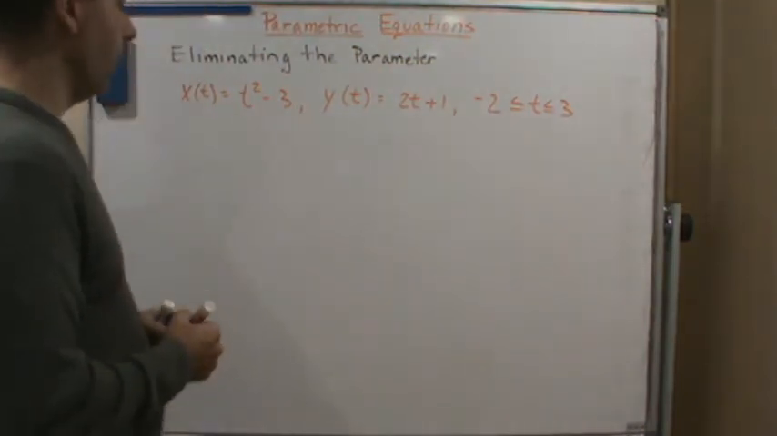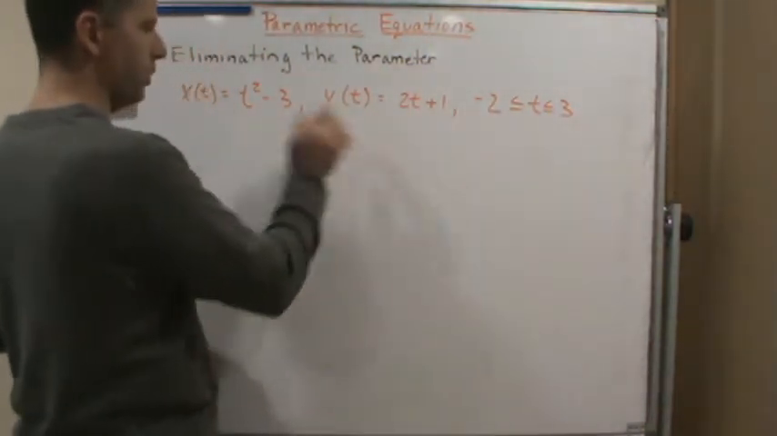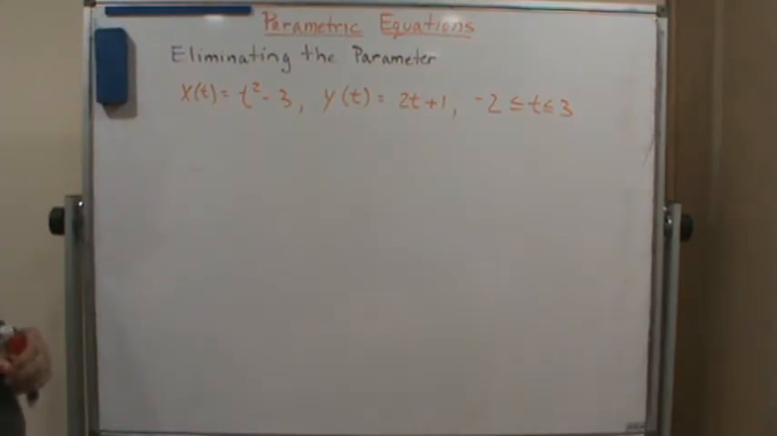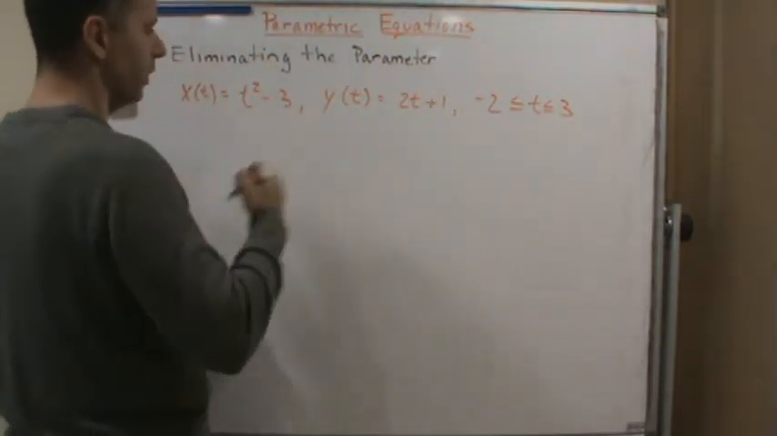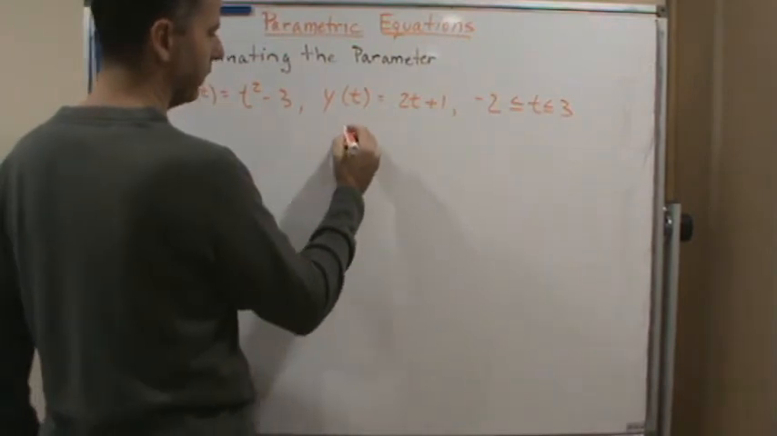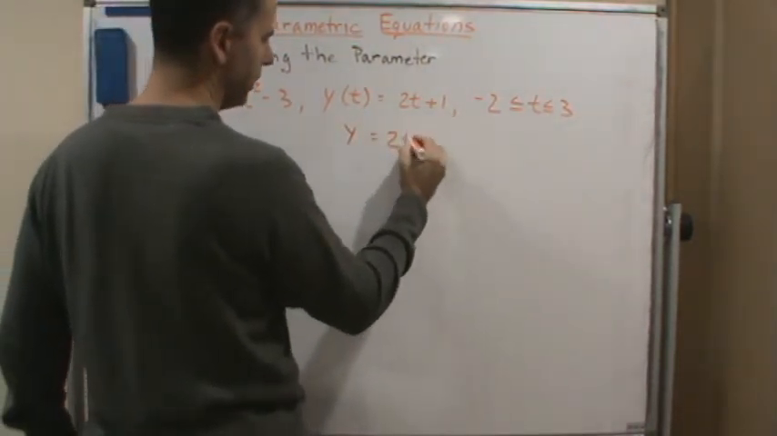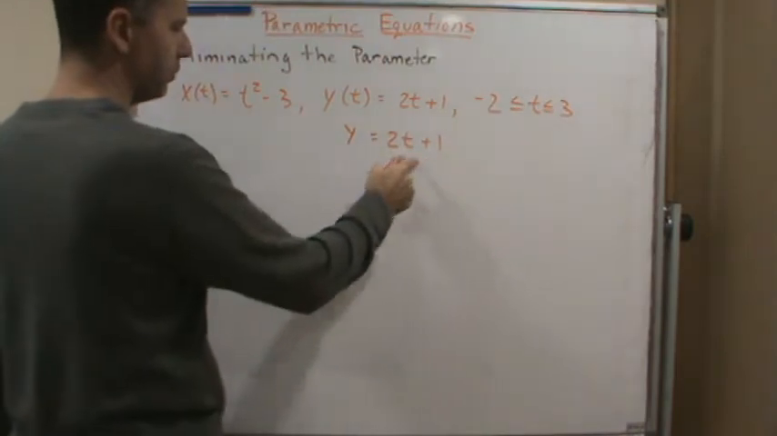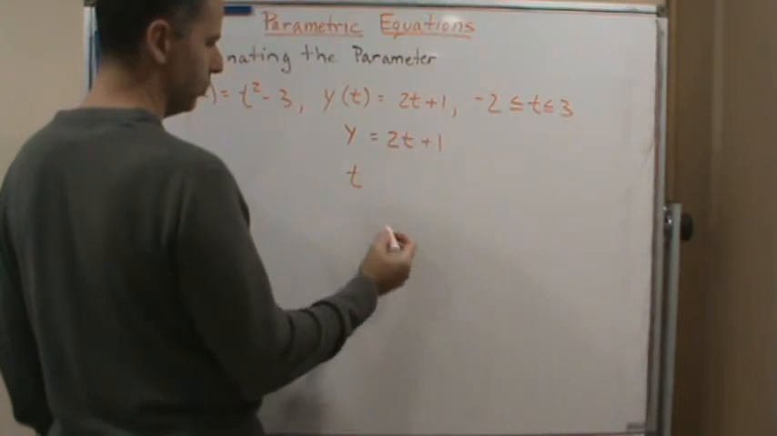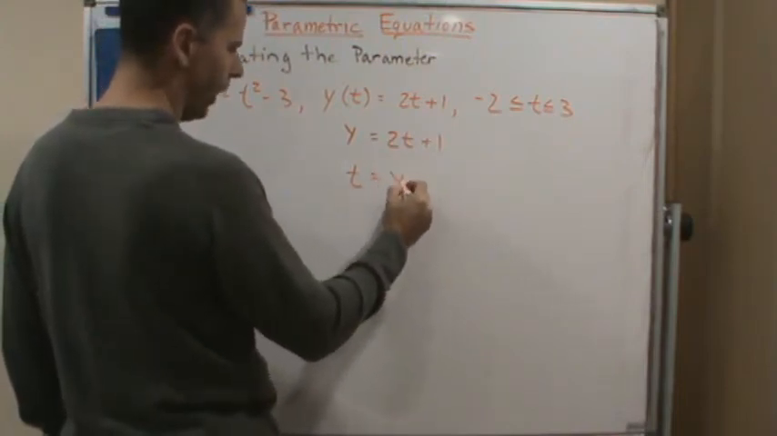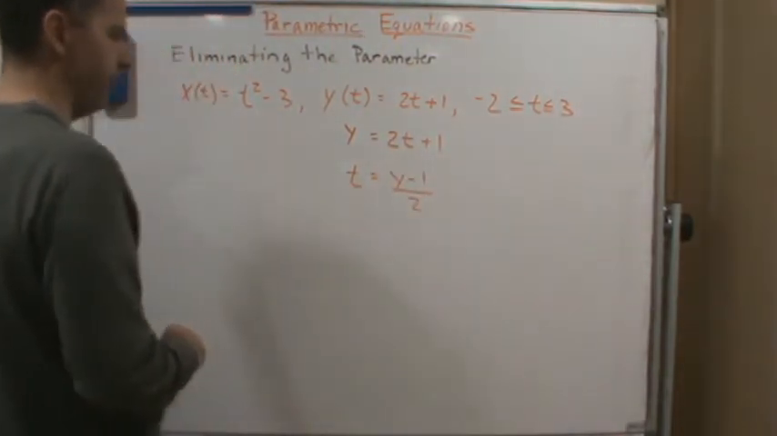So easy. All I have to do is just write one of the two equations with t equal to something, right? So I want to solve for t, is what I'm trying to say. So I'm going to write this as y equals 2t plus 1. And so I'm now just going to solve this for t, right? So if I solve this for t, I get t is equal to what? y minus 1 divided by 2.